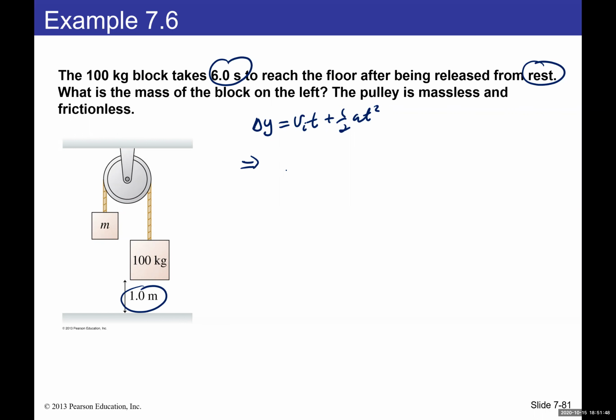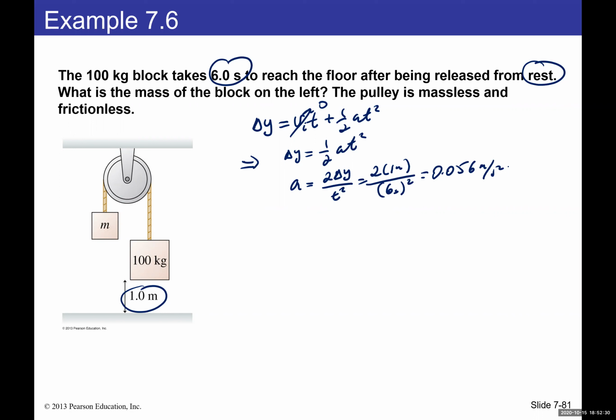Since V initial is 0, because it starts from rest, what I have is delta y equals just 1/2 A t squared. That means acceleration equals 2 times delta y divided by t squared. So 2 times 1 meter divided by 6 seconds squared. If I do this calculation, I should be able to get the acceleration of the system. It's basically 2 divided by 36. So I get 0.056 meter per second squared.